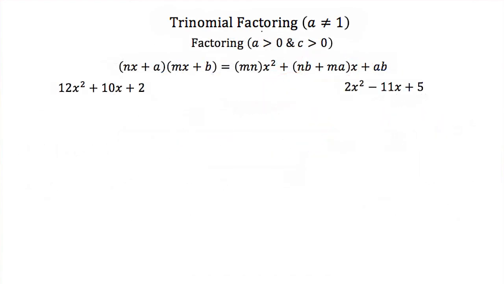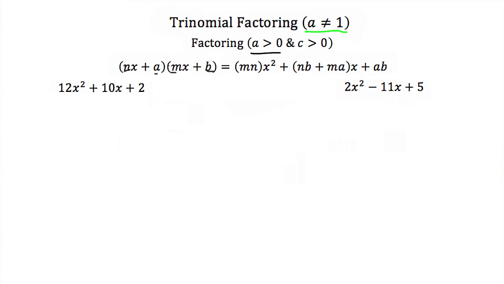Now, when you're factoring trinomials that do not have a leading coefficient of 1, there are some simple steps you can use to make finding your n and m and a and b simpler. First off, if your a is greater than 0, then always assume that the numbers that make up your leading coefficient, which are n and m, are always positive.